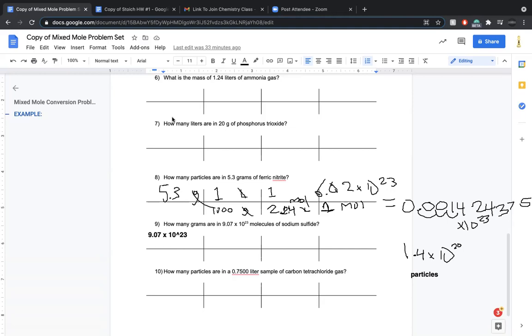We want to figure out how many grams there are. So we want to go molecules to moles, and then moles to liters, and then liters to grams. So a mole is going to be 6.02 times 10 to the 23 particles. No, molecules, I meant to say. And then we have 22.4 liters in every 1 mole. And then we have 1 liter is 1,000 grams. So let's make sure the units cancel first. Yep, we have grams as a result. So I'm going to multiply it.